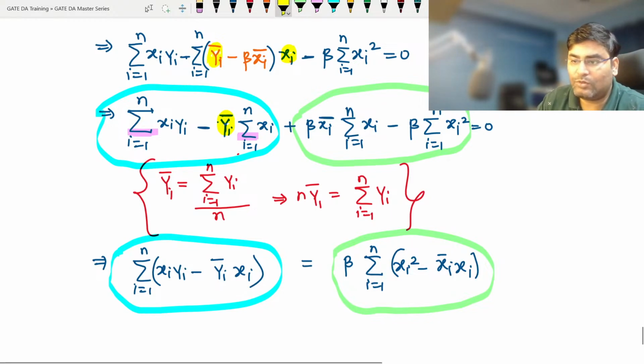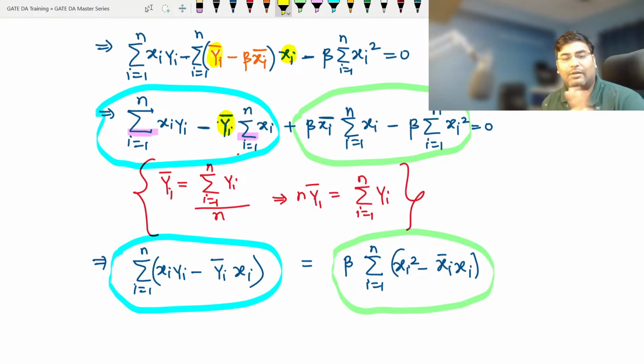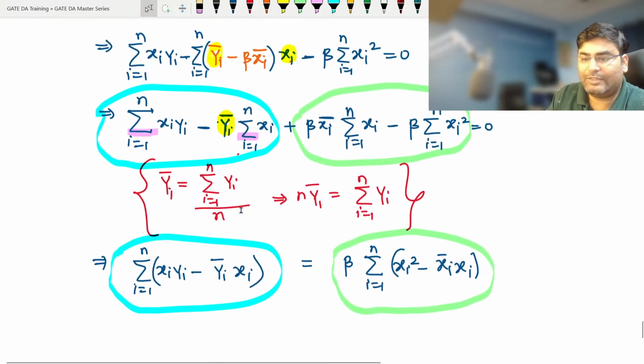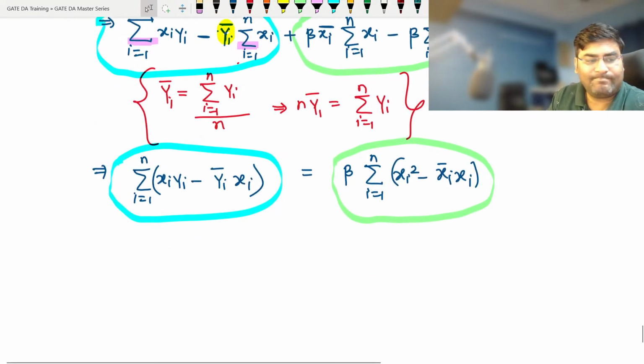Now what I'm going to do is replace a few of the terms, and then you will realize. So now, if you see, yi is equal to what? Any question? No, right?